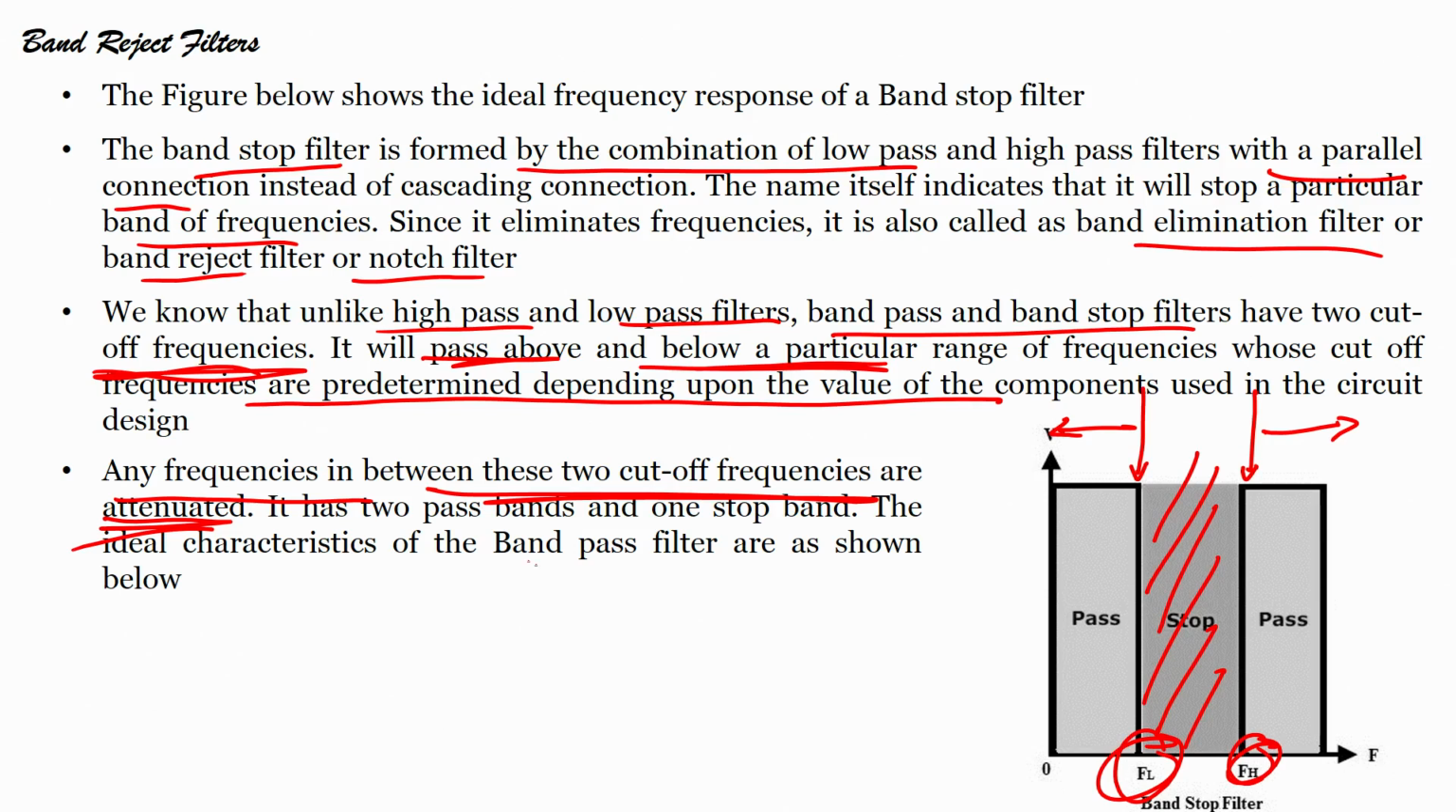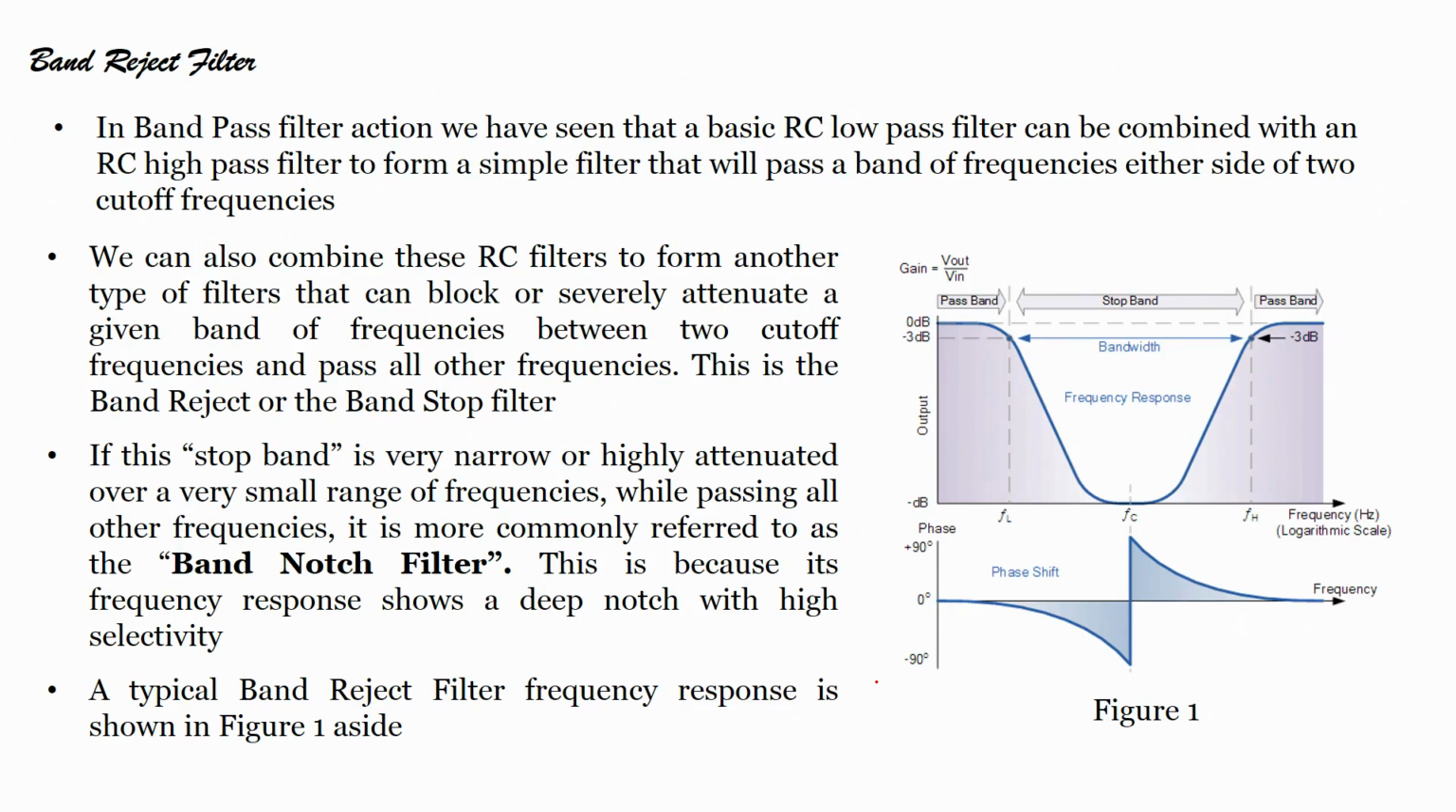So, it is actually not band pass, but band reject filter that is shown in this particular figure. Okay. So, band reject filter. In band pass filter, what have we seen? We have seen the basic RC low pass filter combined with an RC high pass filter to form a simple filter that will pass the band of frequencies on either side of 2 cutoff frequencies. This we have seen in the case of band pass filter, right.